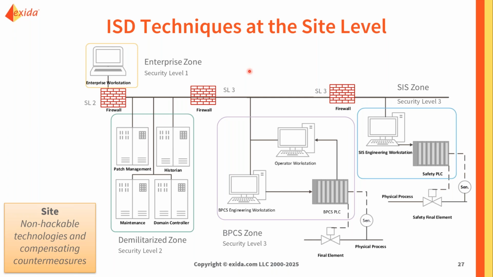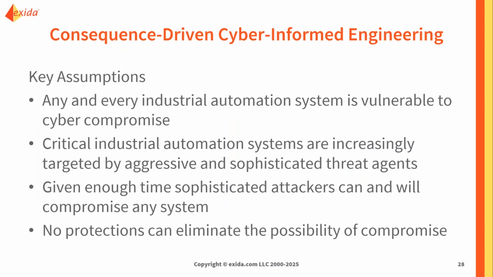And so what I want to do here is just take an example from consequence-driven cyber-informed engineering as an example of how we can apply these inherently safer design techniques. So some key assumptions here are that any and every industrial automation system is vulnerable to compromise, that critical systems are increasingly being targeted by aggressive and sophisticated threat agents.